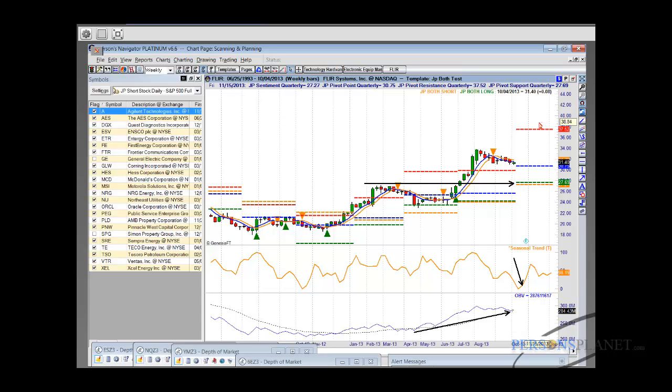The fourth quarter and the first few months of the first quarter up till April is generally the best 6 months of the year. So we've got mishmash in Washington. We've got mishmash at the Federal Reserve. We've got mishmash with the ECB.